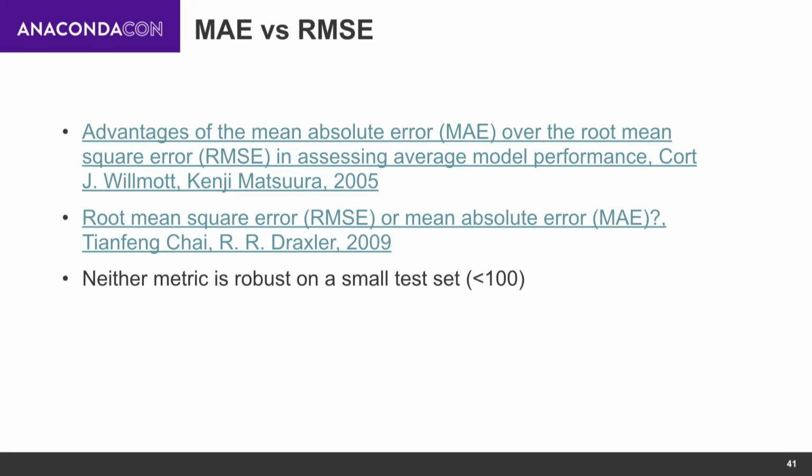And it's important to know that neither of these metrics is going to be good enough on a small test set when you have less than 100 examples. But in practice, most of the time, you're going to have more examples in the test set, so that's OK. And in practice, I find that RMSE is a completely fine metric to use. And if you really, really want to downplay the outliers, you can use mean absolute error as a second metric, but for most cases, RMSE seems to be doing well.